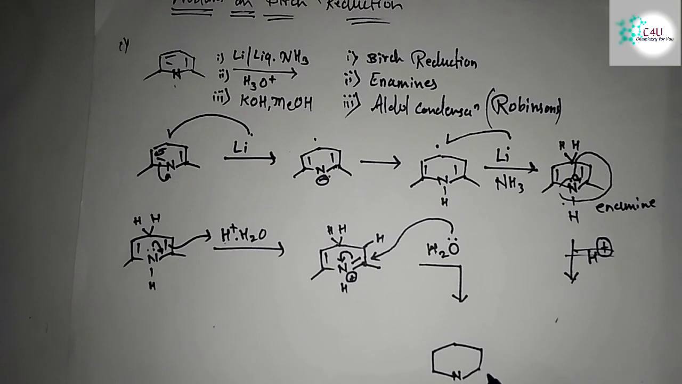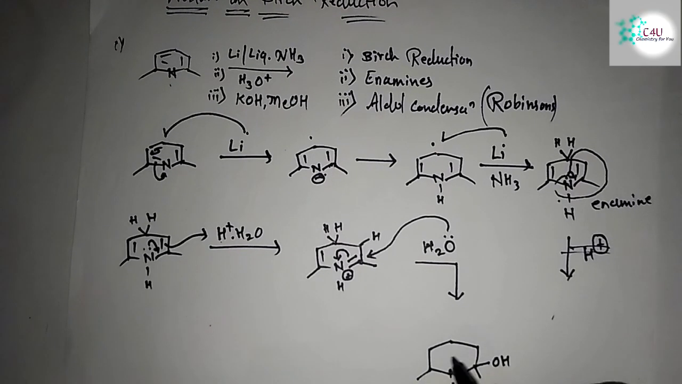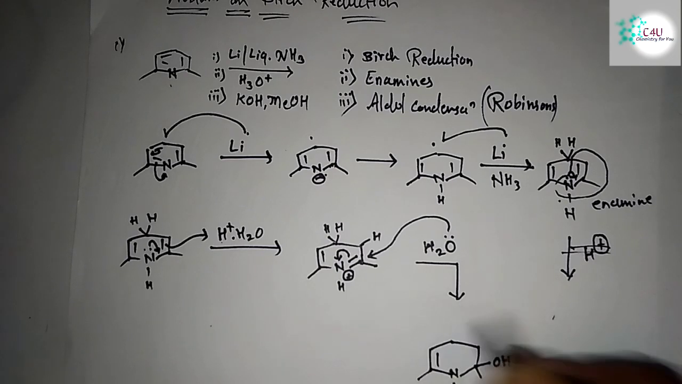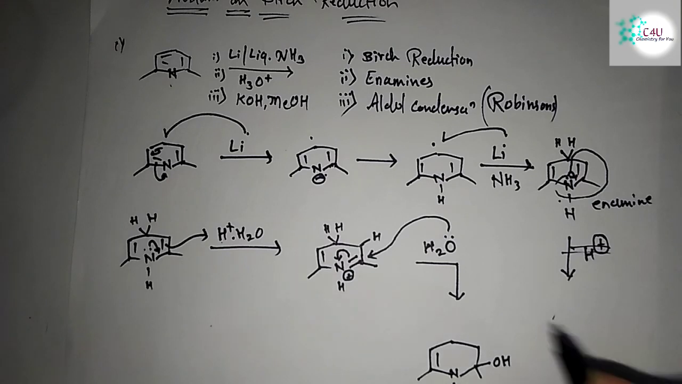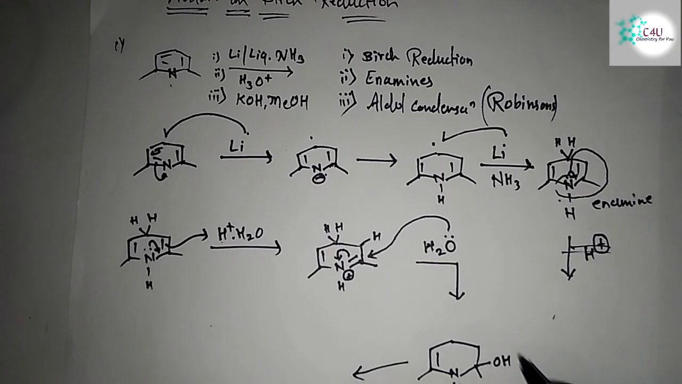So what is formed here? Methyl, OH, H, methyl, double bond. Okay, so this is what we have. But always remember, a single carbon cannot bear OH with NH or 2 OH. We know what happens there.